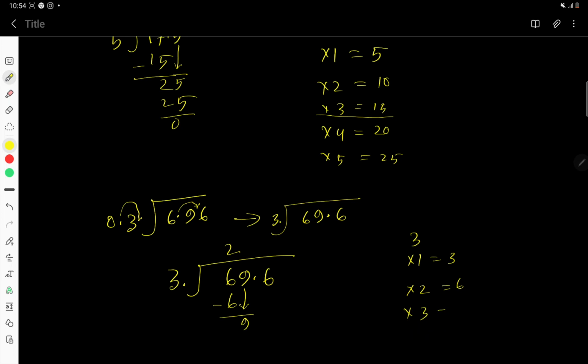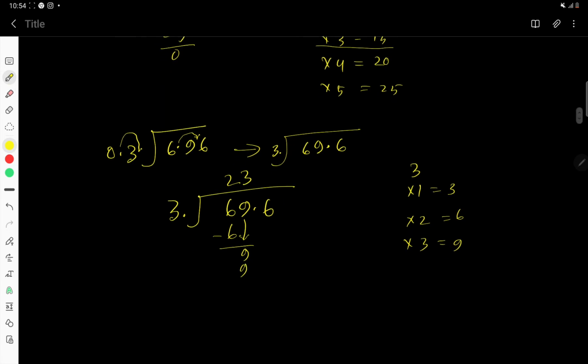So 3 times 3, just add 3, that is 9, right? 9. So 3 goes into 3. 3 times 3, 9. If you subtract, then you are getting 0. Now you have a decimal point. So the decimal point comes directly into the quotient, and you have to line up the decimal point. Now you have to bring down the last digit, 6.